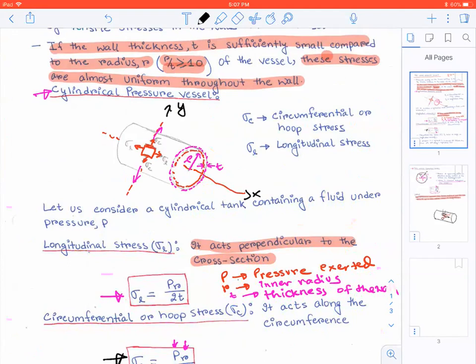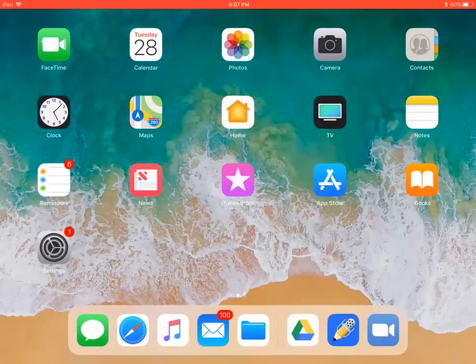And then if you want to know the stresses in different directions, if you know the angle of rotation, you can either use the stress transformation equations to calculate those stresses, or you can draw a Mohr circle to calculate the stresses. Okay, any questions, people?